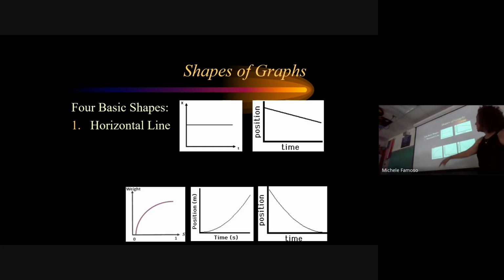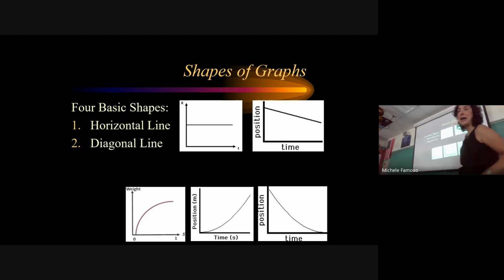The next one right here is a line as well, right? But it's different than that one. What kind of line is this one? Diagonal. That is called a diagonal line. So go ahead and label this graph a diagonal line.